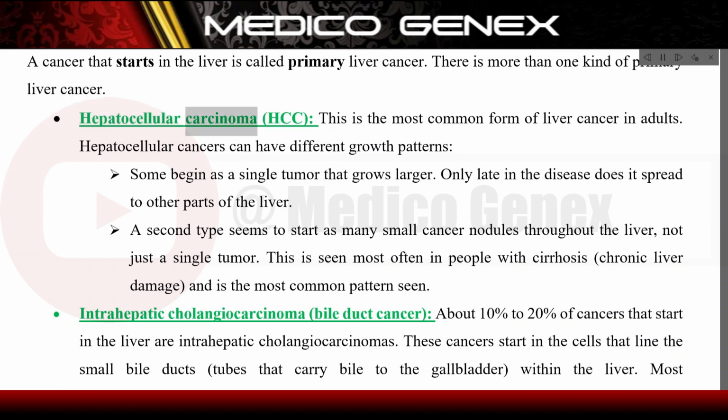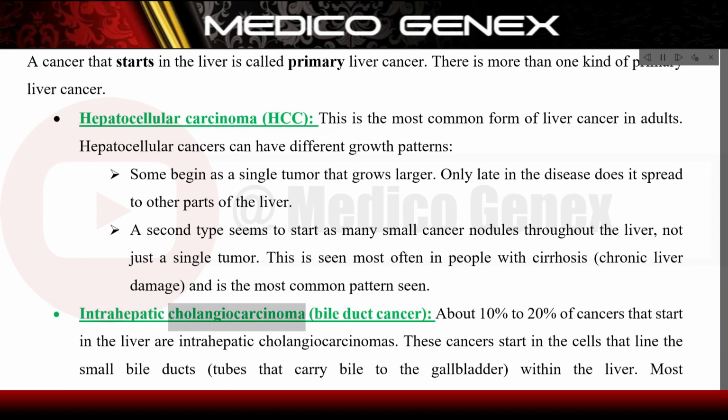Hepatocellular carcinoma, HCC. This is the most common form of liver cancer in adults. Hepatocellular cancers can have different growth patterns. Some begin as a single tumor that grows larger. Only late in the disease does it spread to other parts of the liver. A second type seems to start as many small cancer nodules throughout the liver, not just a single tumor. This is seen most often in people with cirrhosis, chronic liver damage, and is the most common pattern seen.